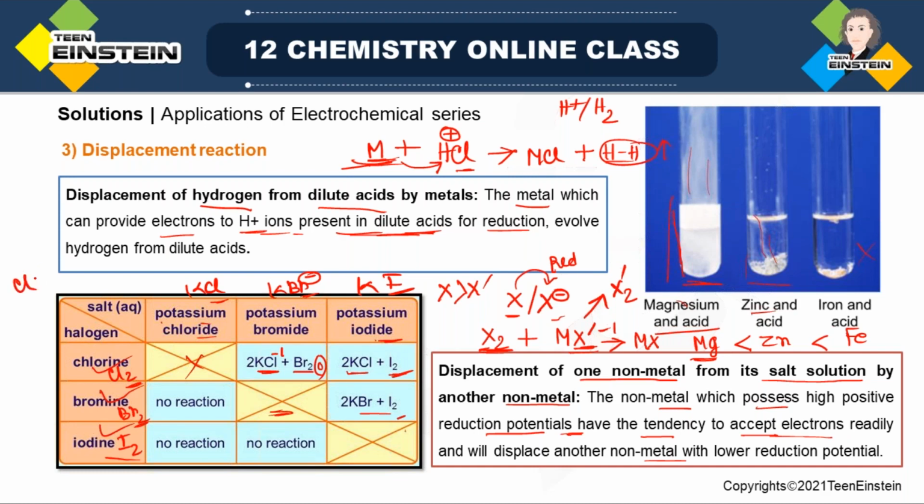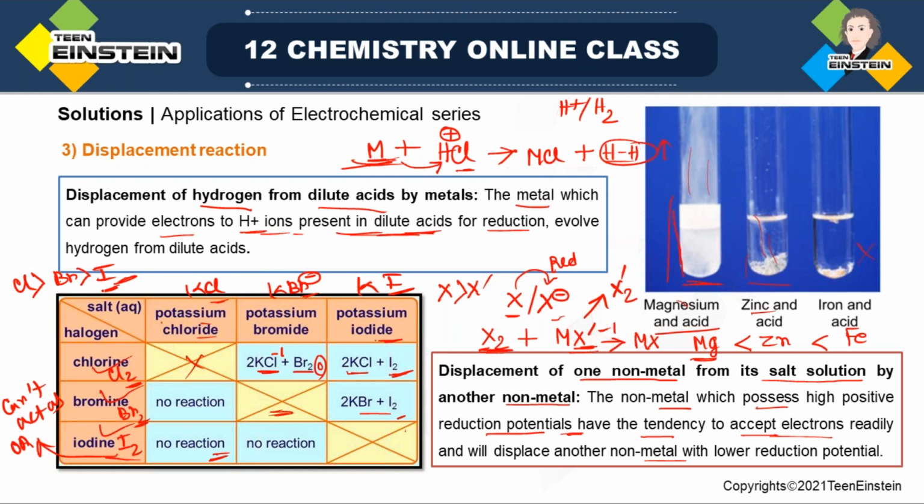So here Cl will have the highest reduction potential, then Br, and then I. As it is the least, it has no capacity to oxidize the other system. Sorry, I mean it will get itself reduced. So it cannot act as an oxidizing agent, because among these three, it has the least value.